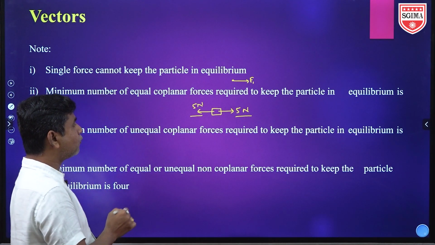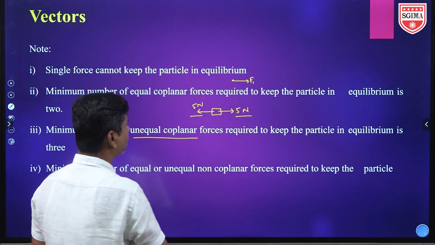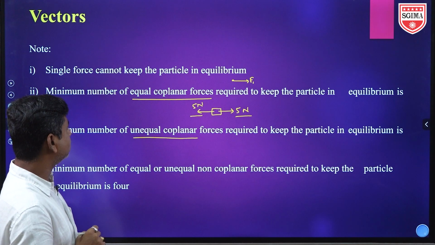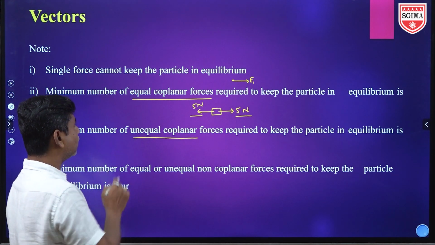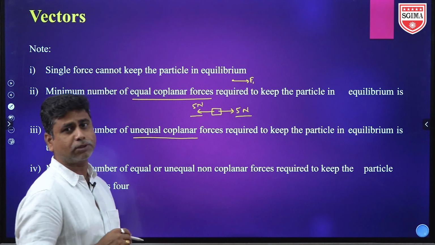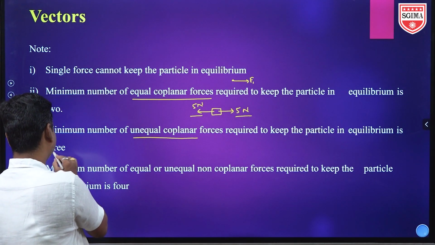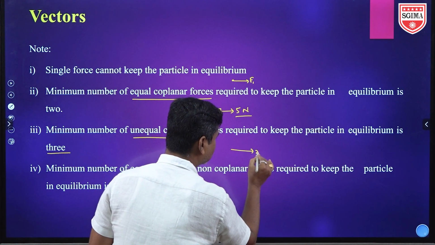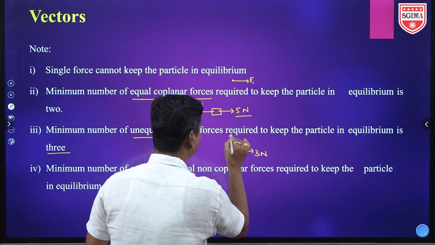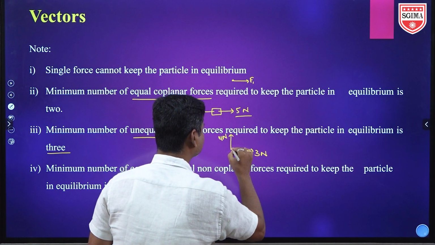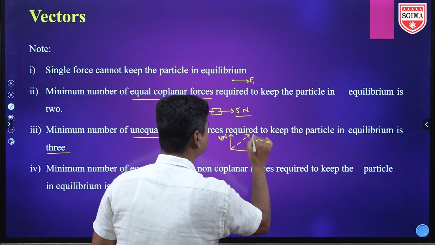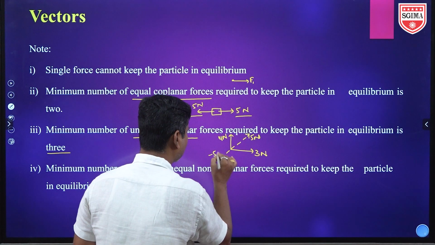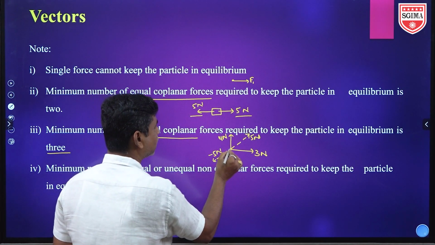Next, the minimum number of unequal coplanar forces; try to distinguish these two points, equal coplanar forces and unequal coplanar forces. The minimum number of unequal coplanar forces required to keep a particle in equilibrium is 3. Here, with unequal forces, one force is, for example, 3 Newton and another is 4 Newton. These two forces have a resultant acting in this direction of 5 Newton. Now for this resultant, one more force can be taken, minus 5 Newton, in the opposite direction. Now this particle is at equilibrium.